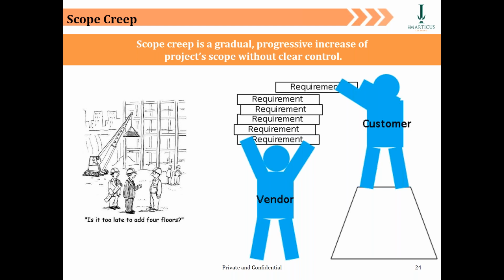If you see the vendor here, the blue colored guy, the vendor is basically a service provider, which can be people like you and me. And the customer is handing over requirement after requirement after requirement, which is tremendously increasing the project scope, which will never get delivered on time within the project's boundaries and cost.